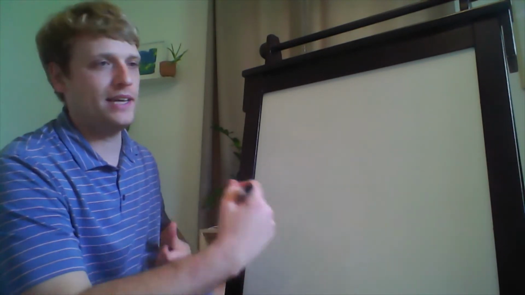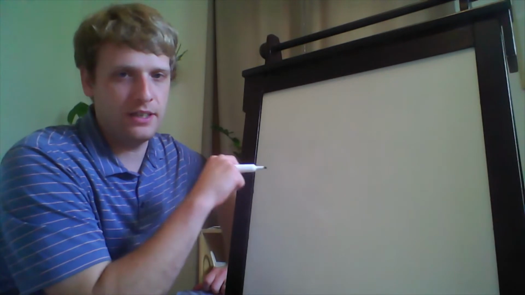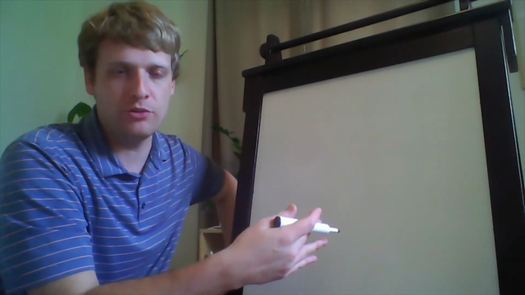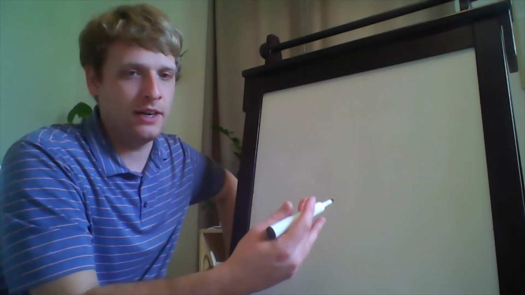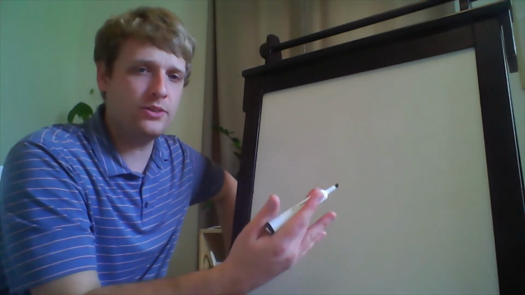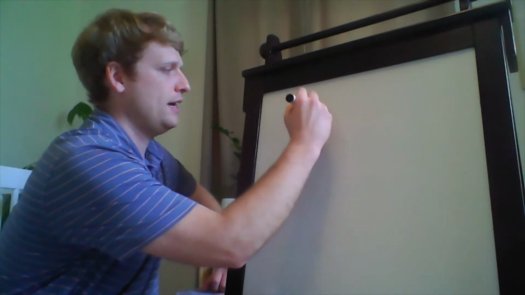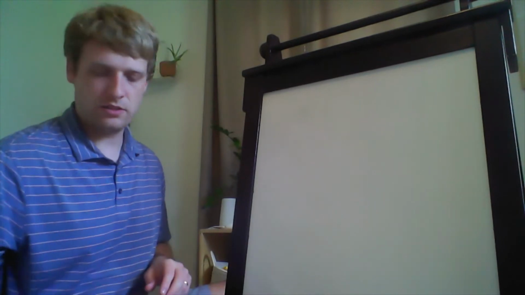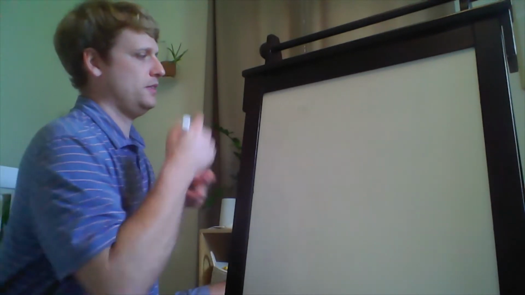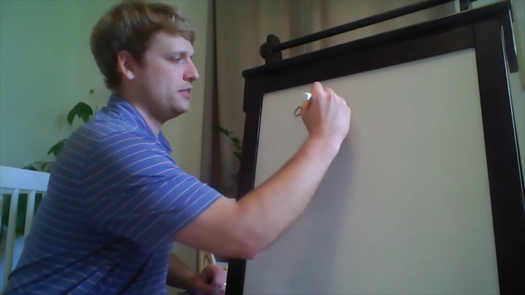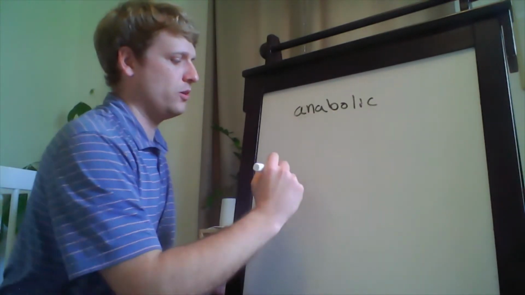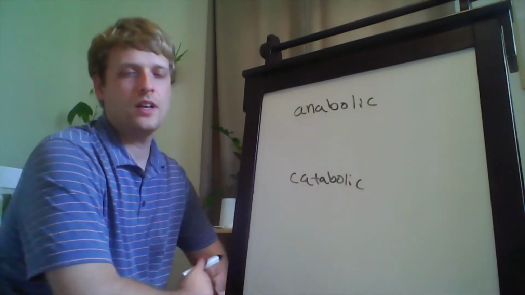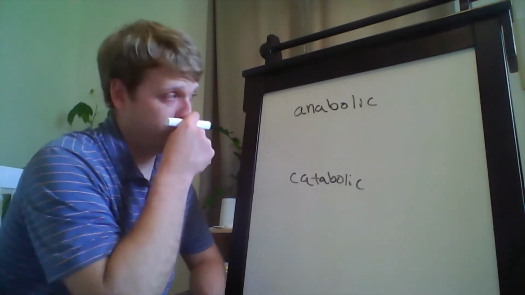Metabolism can be broken down into two fundamentally different types of reactions. Metabolism is all of the chemical reactions going on in your body. But you can break those down into either anabolic reactions or catabolic reactions. So what is the difference between these two?